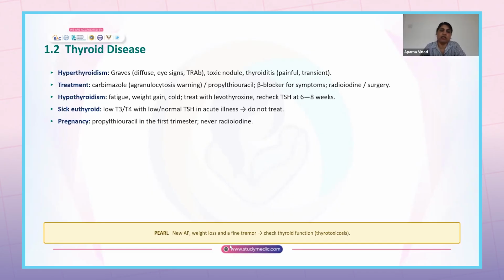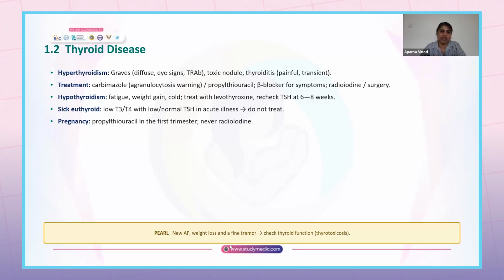But then you will find the TSH will be either normal or low. That is quite common, and it is known as sick euthyroid syndrome. Because it has been brought about by the acute illness, you do not need to treat it. Normally we repeat the thyroid function test in 6 weeks' time and decide whether the patient will need treatment or not. So immediately we do not treat the disease.